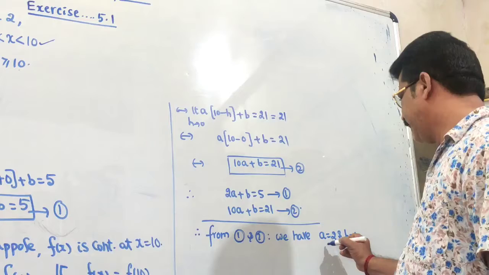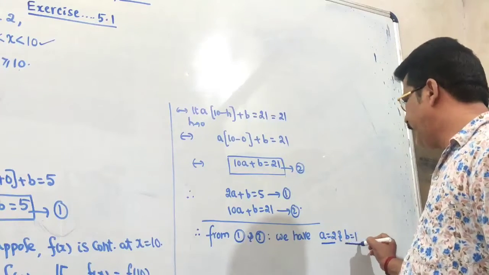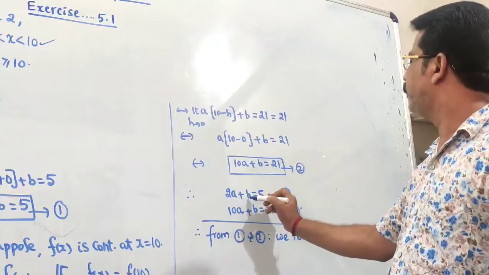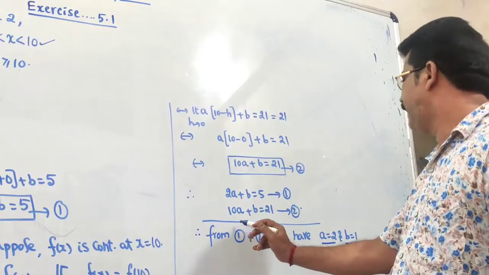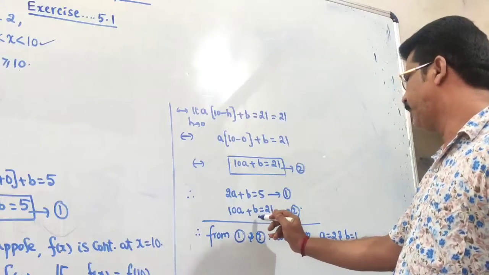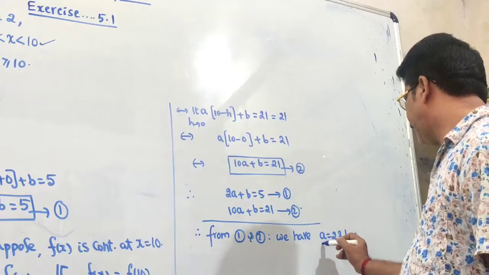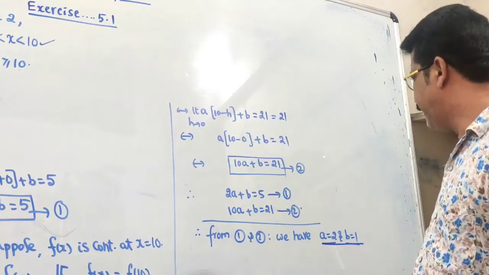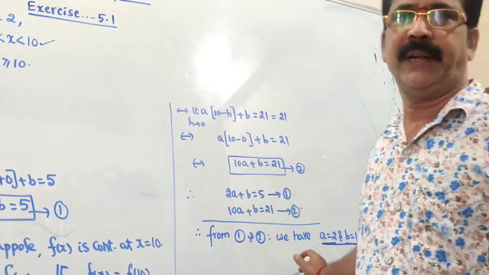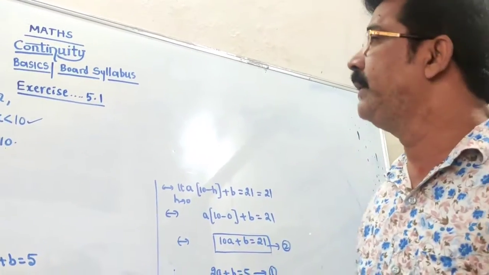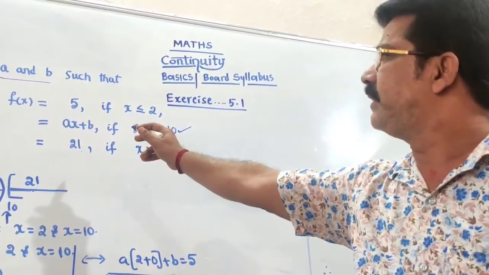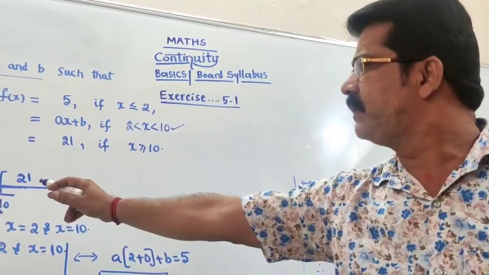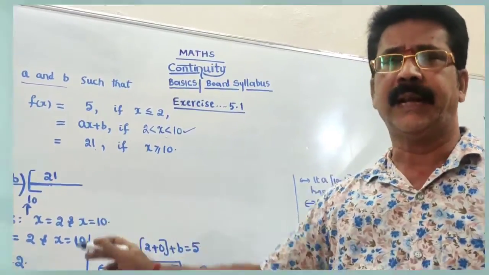So therefore clearly a equal to 2, b equal to 1. 2 to the 4 plus 1 is 5. Okay, it is satisfied. 10 into 2 is 20, 20 plus 1 is 21. It is satisfied. So clearly a equal to 2 and b equal to 1. Therefore for a equal to 2 and b equal to 1, the given function is continuous at the points x equal to 2 and x equal to 10.